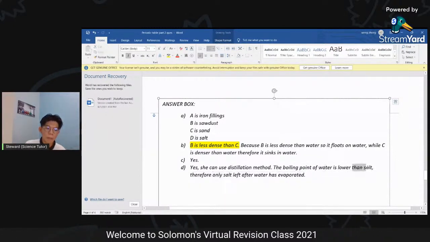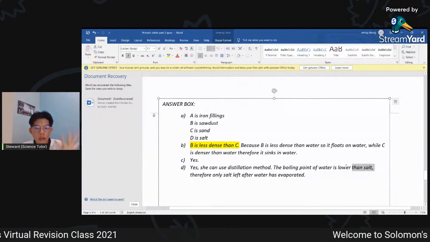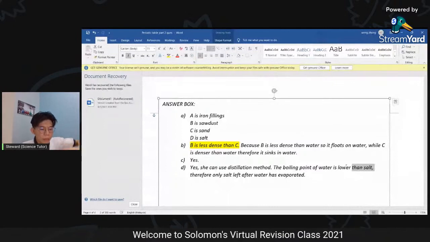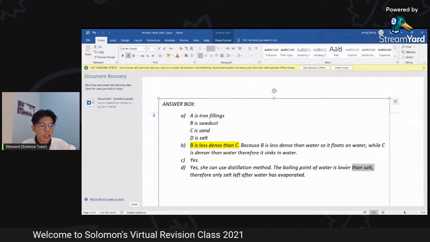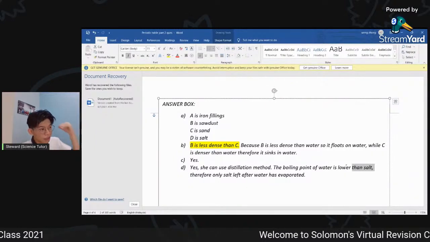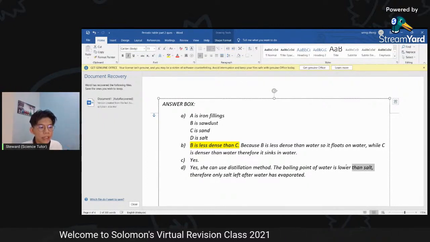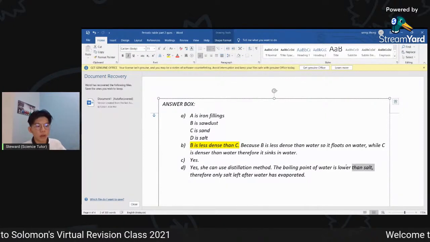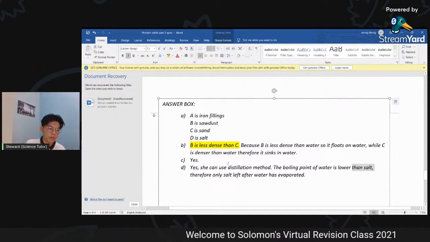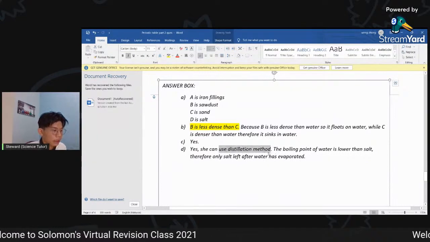Sebab salt ni sebenarnya dia compound. So kalau compound dia punya boiling point dia lebih tinggi. Maksudnya contoh kita perlu 500 degree Celsius baru boleh cairkan salt. So kalau kita masak kuali kan, kita masak sayur kita letak salt kan. Maksudnya api tu lebih tinggi daripada 100 degree Celsius, jauh tinggi. Baru salt tu boleh melt. Kalau untuk air, simple je. Air rebus sikit je boleh boil dah. Sebab dia senang lah boil. Dia 100 degree Celsius je. So itulah konsep dia. Distillation method kita boleh guna. Alright. Okay. So I think that's all.